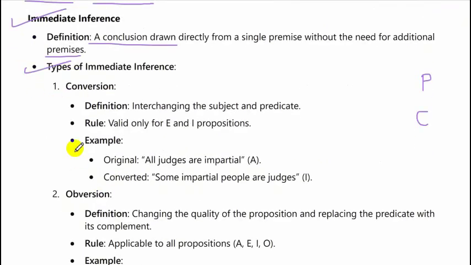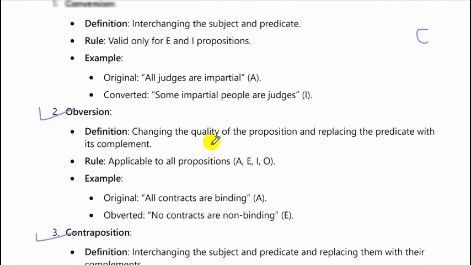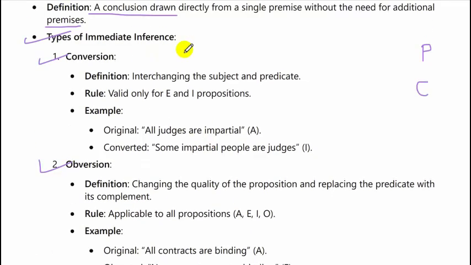What are the types of immediate inference? The immediate inferences are conversion, obversion, contraposition. These are the three types of immediate inference. Let's look at conversion. Conversion involves interchanging the subject and the predicate. The rule for that is it is valid only for the E and the I proposition.